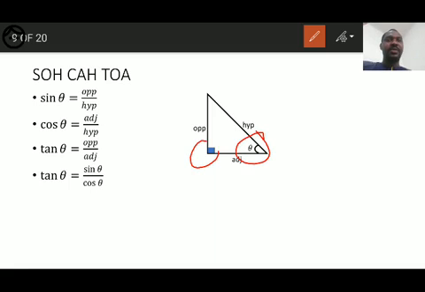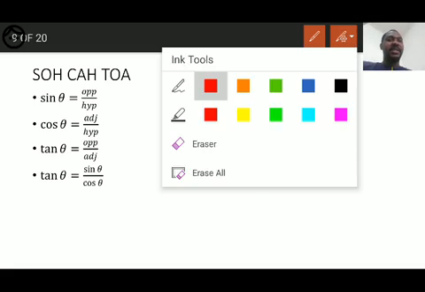Then this is your box, which represents 90 degrees. The side facing the box is what we call the hypotenuse. The side facing the given angle, theta, is the opposite, while the other side is the adjacent.